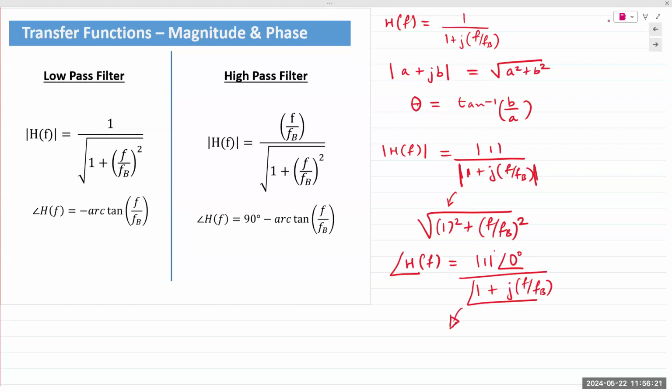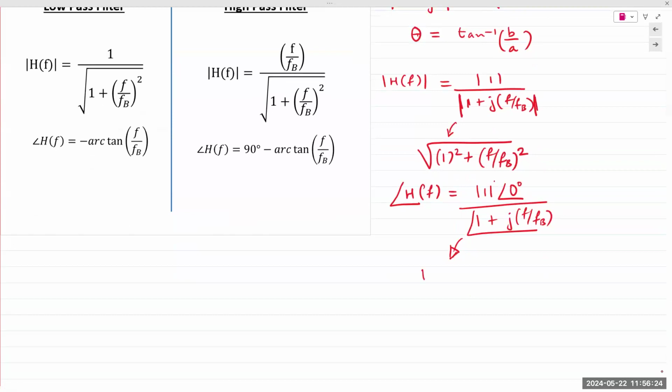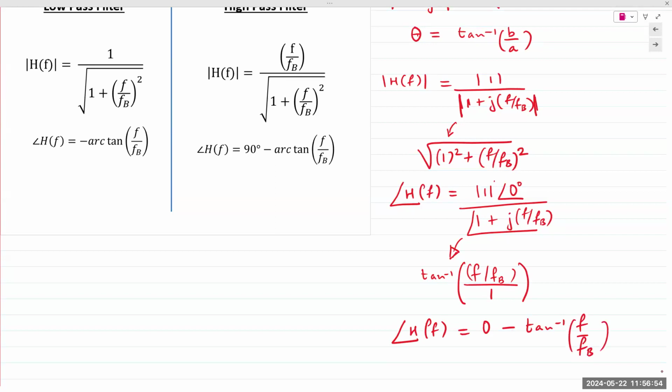So just the denominator would give you tan inverse of B, which is f over fB in this case, divided by 1. Make sense? And when you plug it back into the equation, what do you get? It becomes 0 minus tan inverse of f over fB. Hence, minus tan inverse of f over fB.